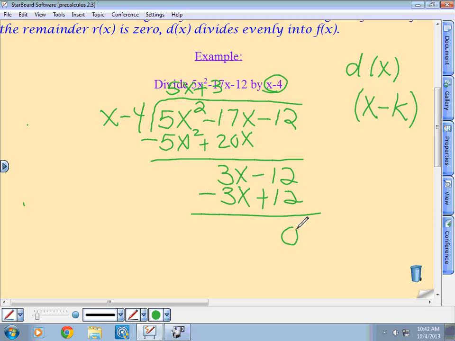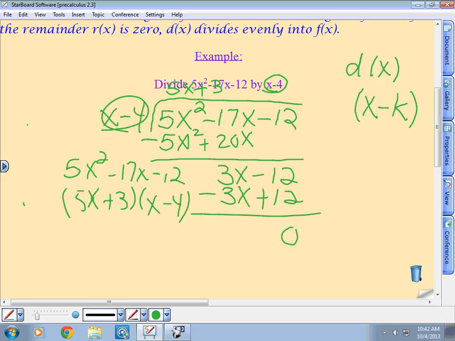5x plus 3 is a factor of that long polynomial. So 5x squared minus 17x minus 12 can factor into 5x plus 3 times x minus 4. Now it's easy to figure it out. x minus 4 is your divisor.